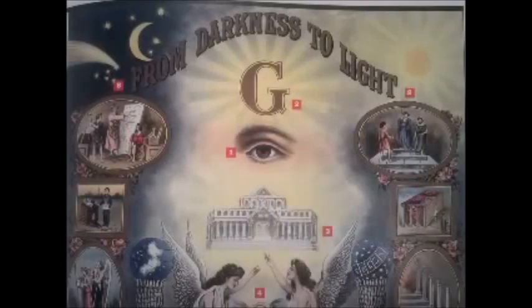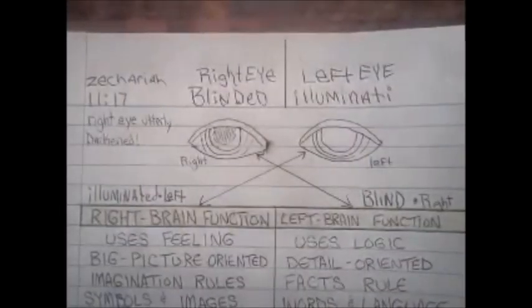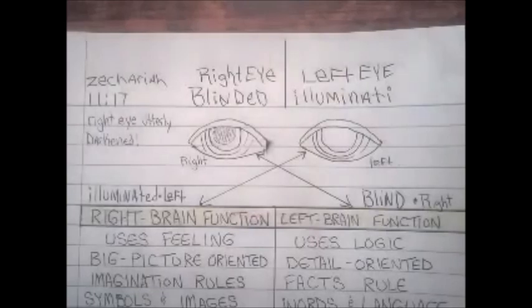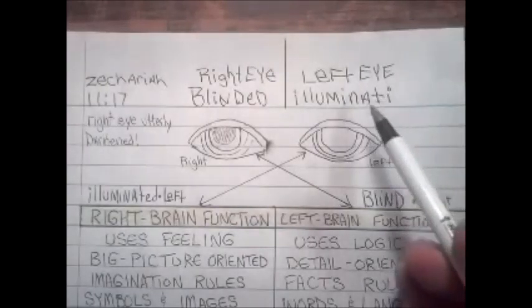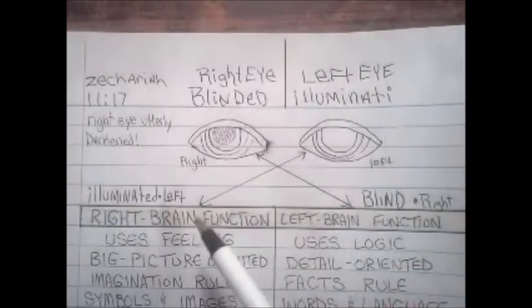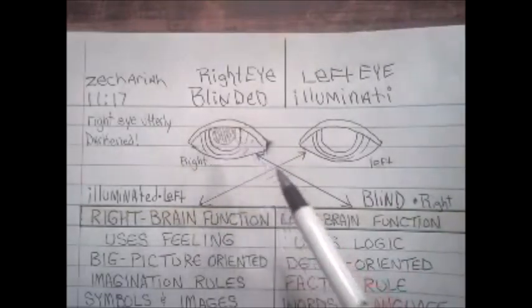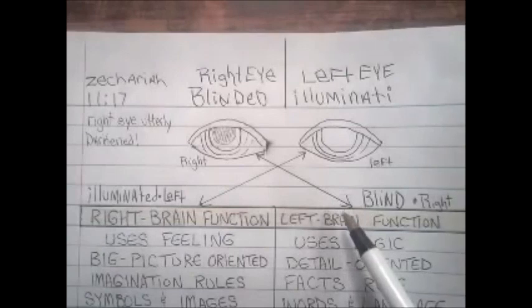Now, this is going to really open up a lot of understanding. Okay, first off, there are grave implications here. That when they are using the left eye, that means that they are using the right side of their brain. Okay, so we see that the left eye is controlled by the right brain function, and that the right eye is controlled by the left brain function.